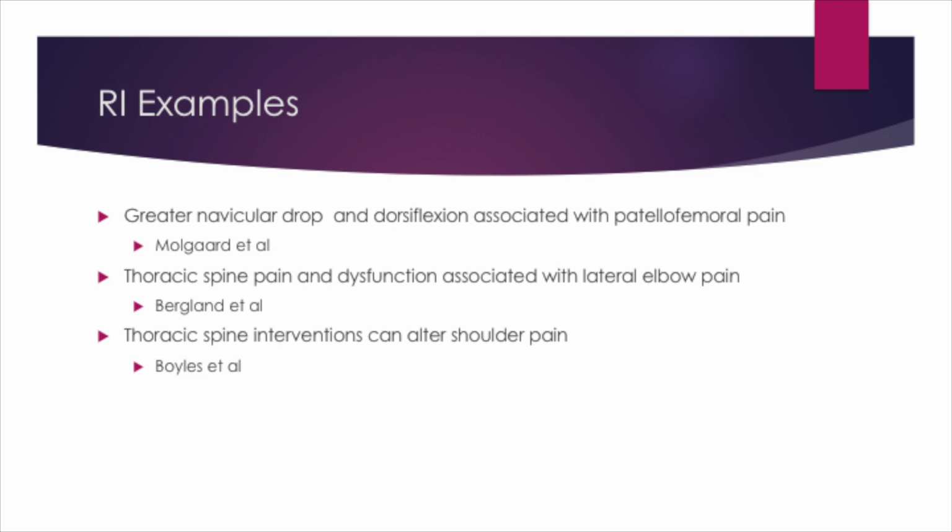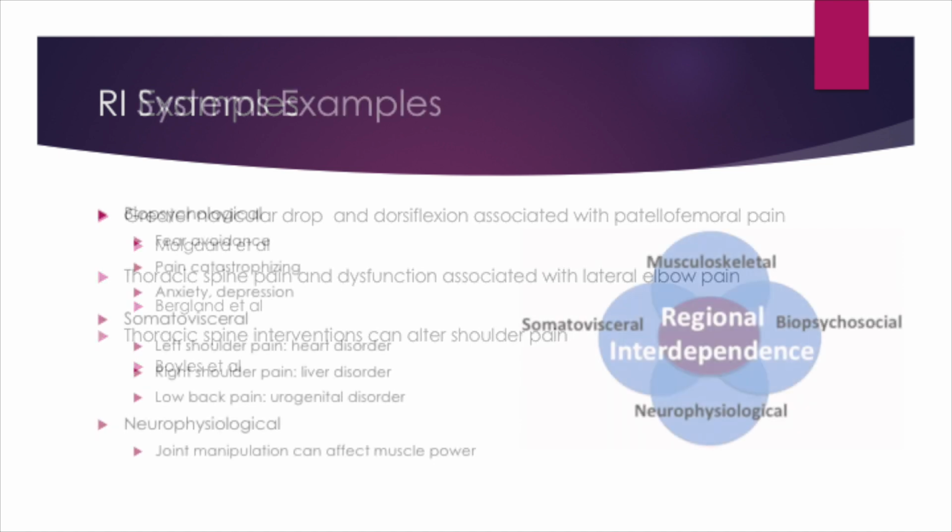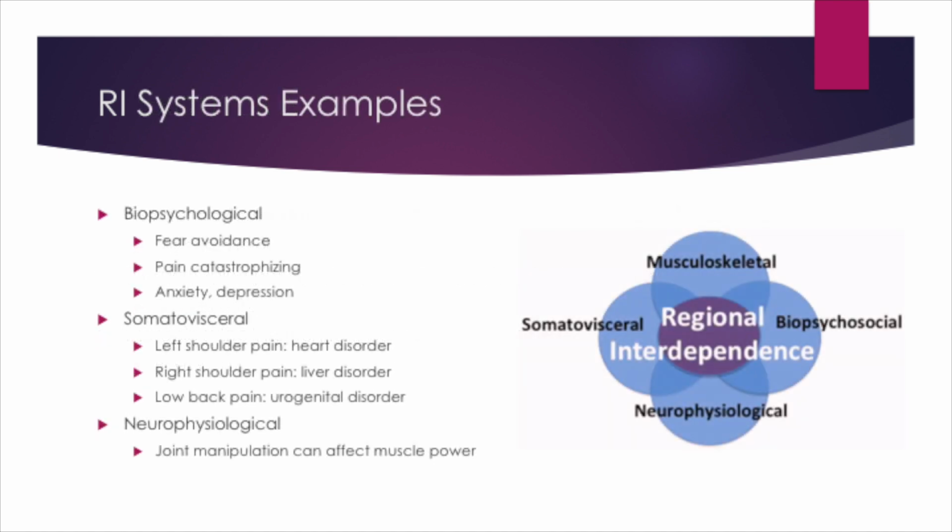In the strange but true category, thoracic spine pain and dysfunction has been associated with lateral elbow pain, and thoracic spine interventions can alter shoulder pain. Now, when it comes to RI, we often first think of musculoskeletal links, and they are the most common. But there are other systems involved that can impact the injury.